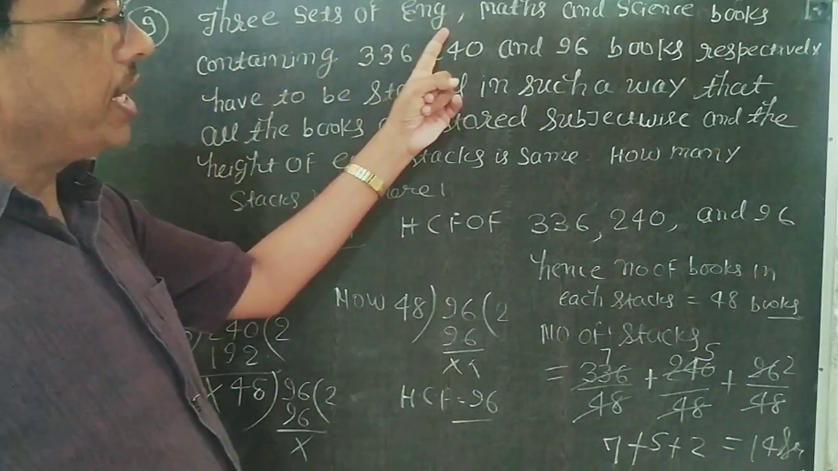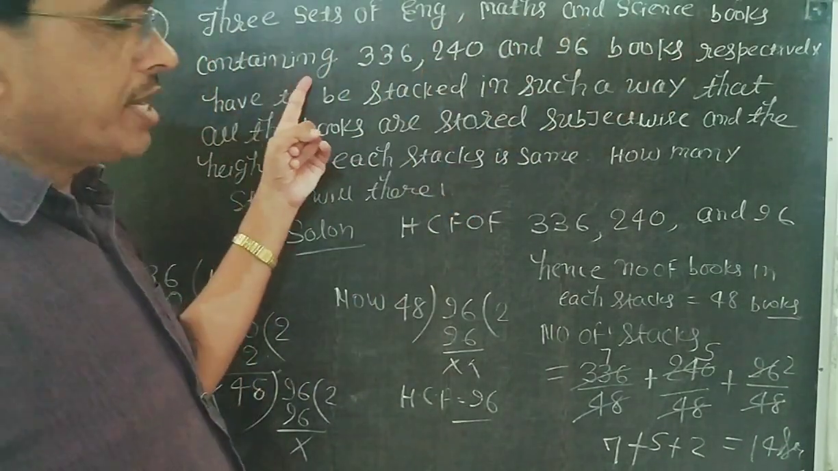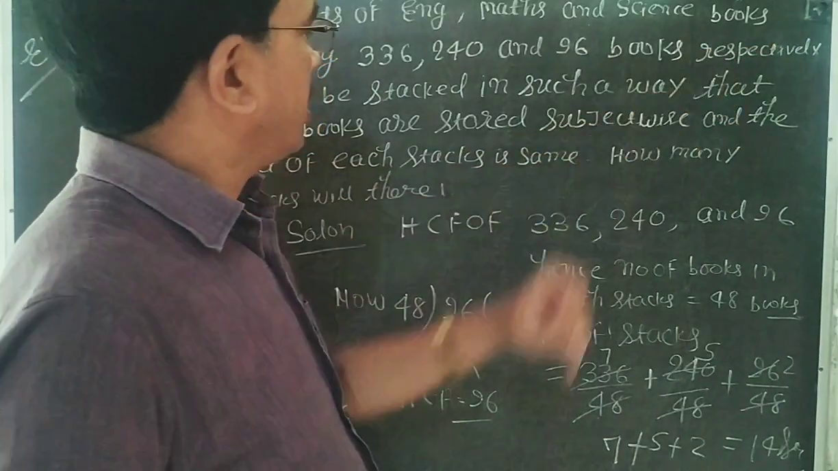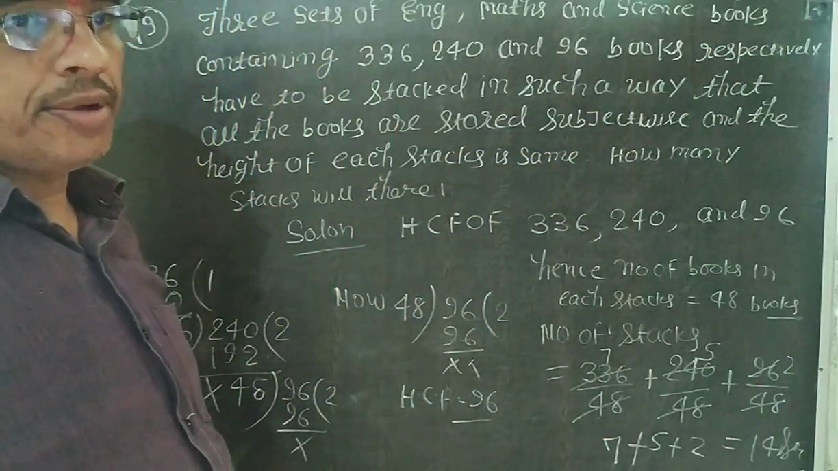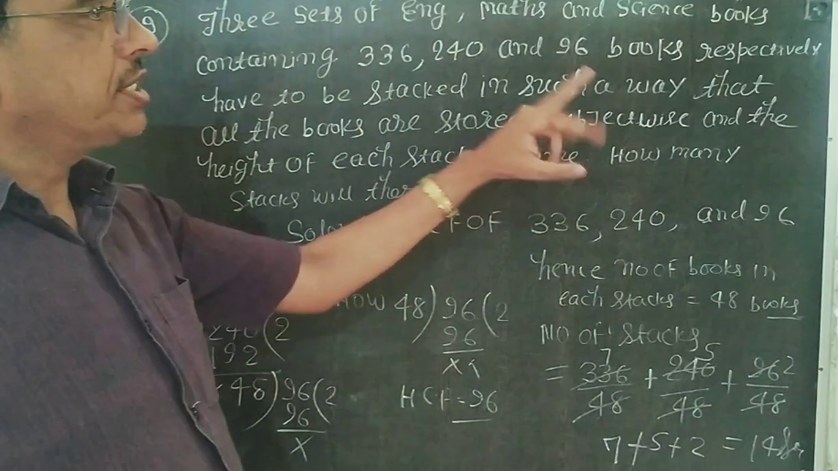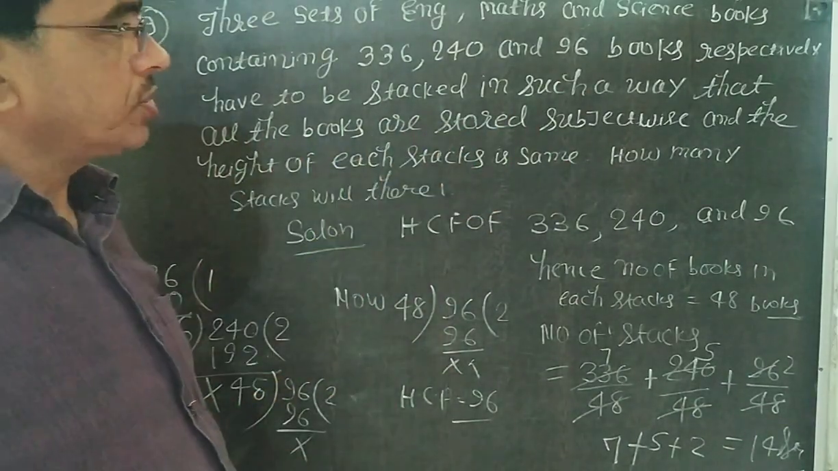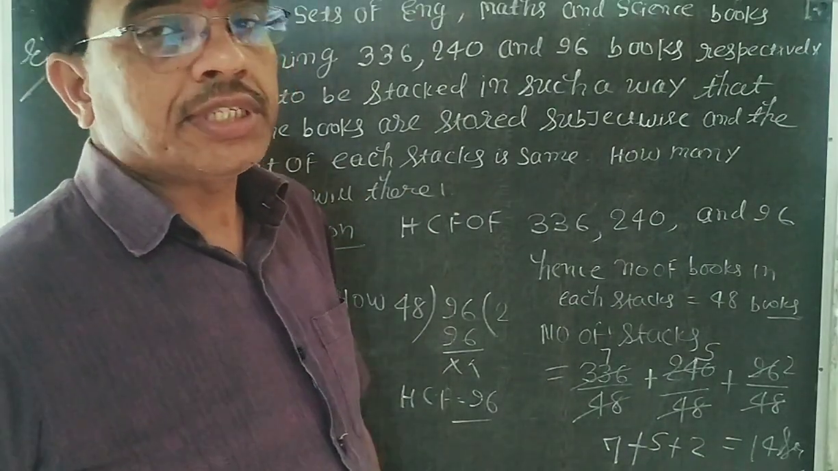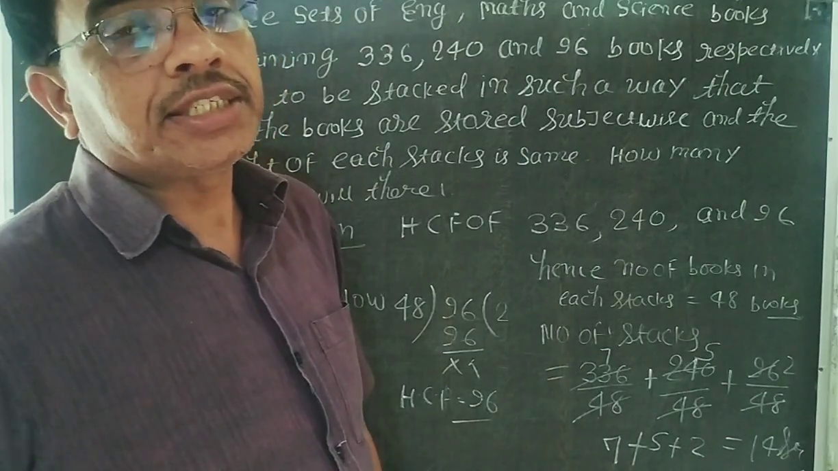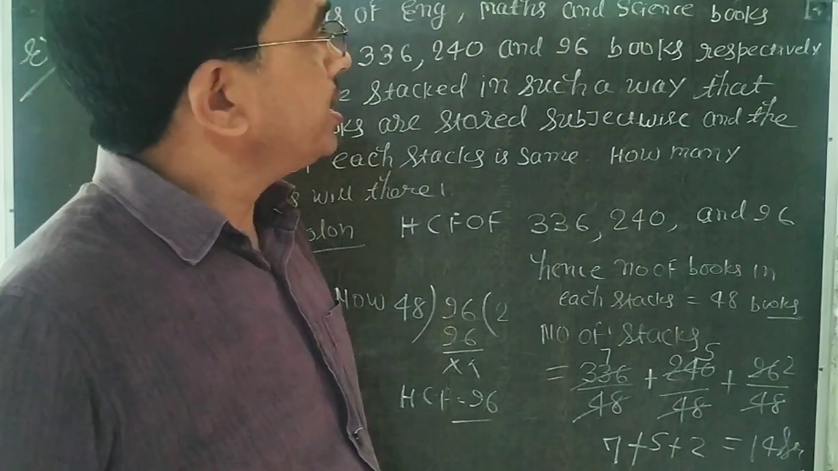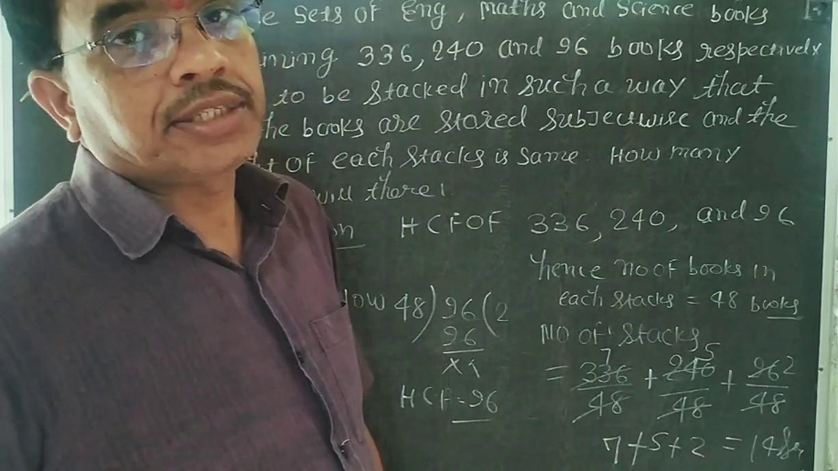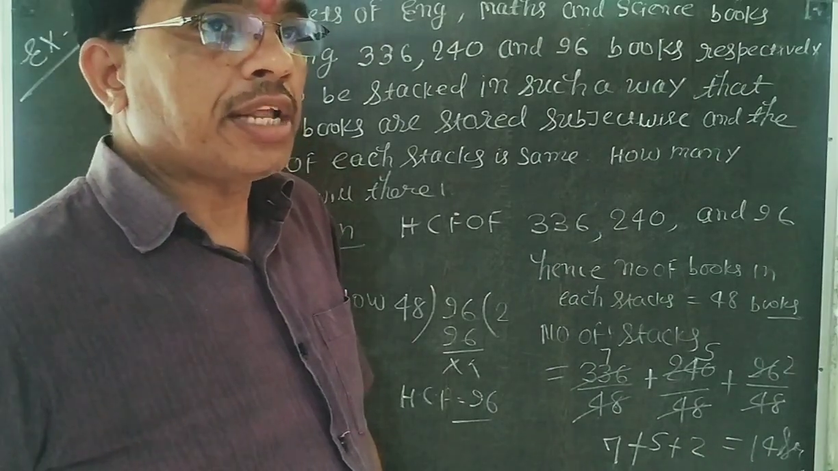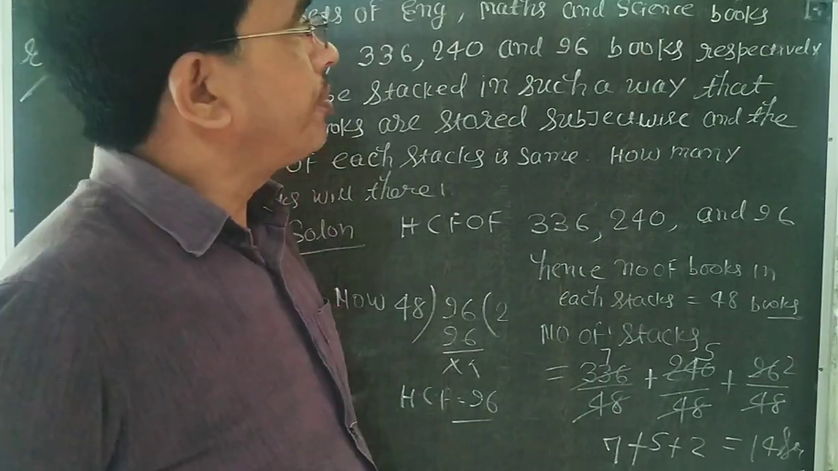Three sets of English, Maths and Science books containing 336, 240 and 96 books respectively are to be stacked in such a way that all the books are stored subject-wise and the height of each stack is the same. That means the number of books in each stack is the same, and Maths, English and Science have separate stacks. So your question is, what is the number of books in each stack?